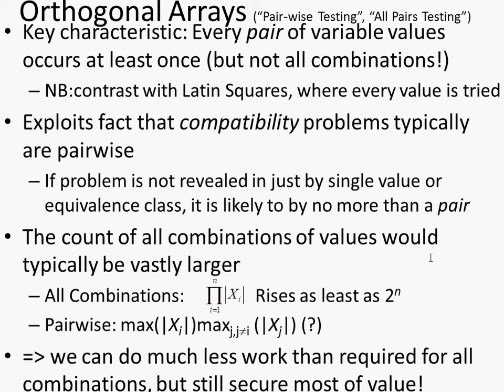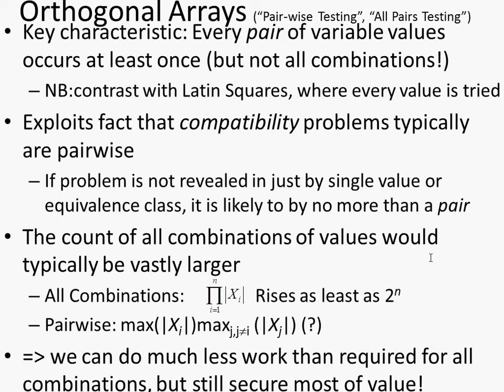If you have 100 possible values of each parameter, instead of being 100 to the 10 to explore all possible combinations, it would be 100 times 100. Okay. So orthogonal arrays can be defined in a very automatic, systematic, automated way, so that we can explore all possible pairs of values without exploring all possible combinations of values.